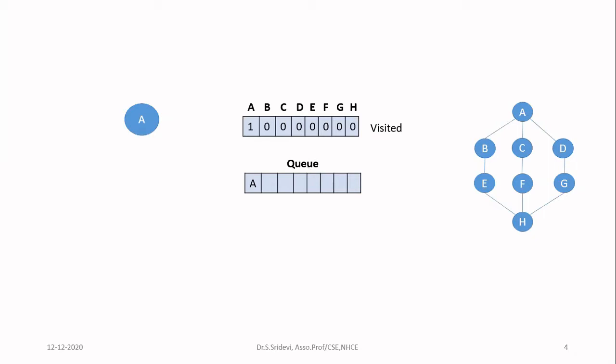The size of the queue you are going to determine. So you can make the size of the queue equal to again the size of the graph, that is nothing but the number of vertices in the graph. So here also the queue size is 8.